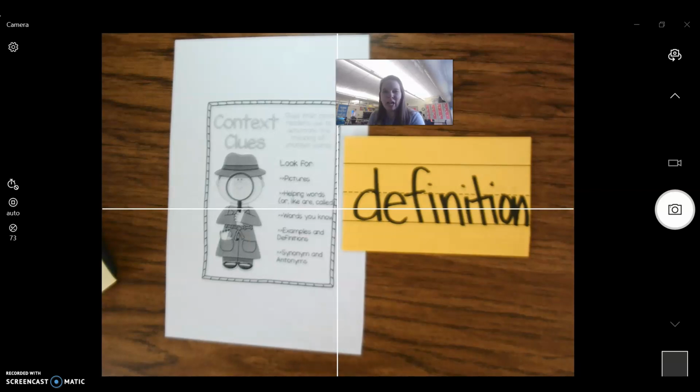Okay, scholars, here we go. We're going to start our next student-paced learning, and we are going to be talking about context clues.